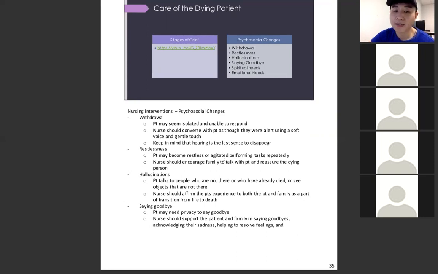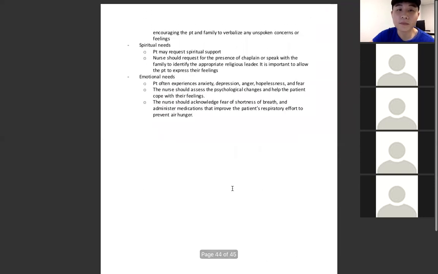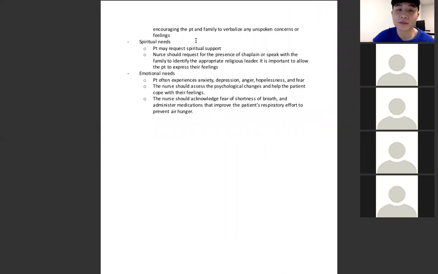Restlessness: the patient becomes restless and agitated, performing tasks repeatedly. The nurse should encourage family to talk with the patient and reassure the dying person. If the patient experiences hallucinations, talks to people who are not there or who have already died, or sees objects that are not there, the nurse should affirm the patient's experience to both the patient and family as part of the transition from life to death. For saying goodbye, the patient needs privacy. The nurse should support the patient and family in saying goodbye, acknowledging their sadness and helping resolve feelings.